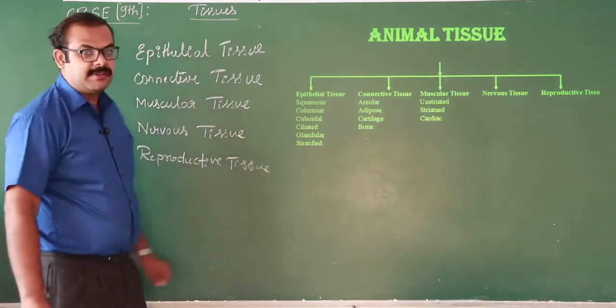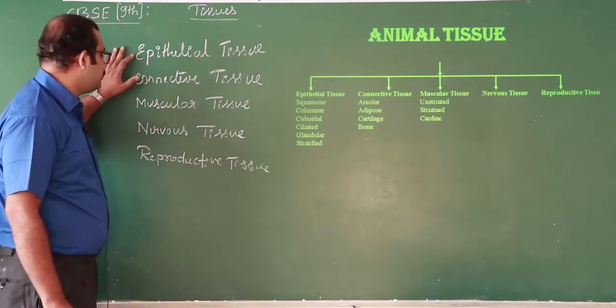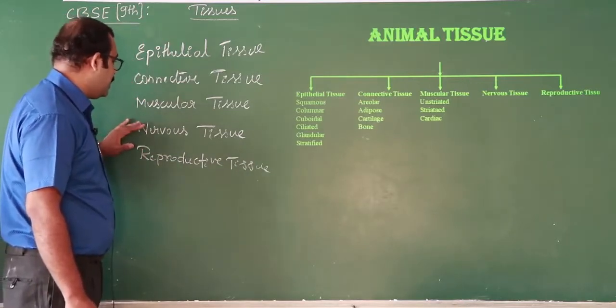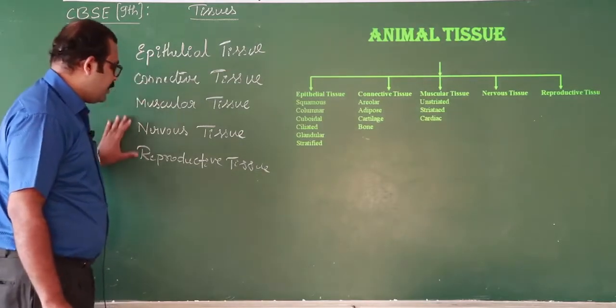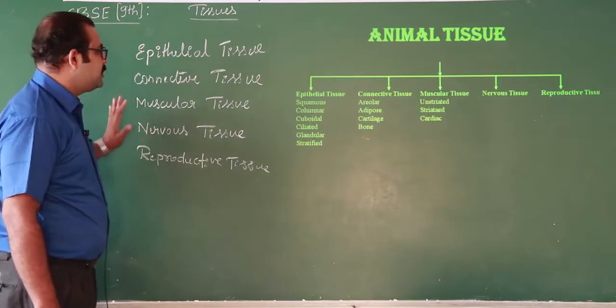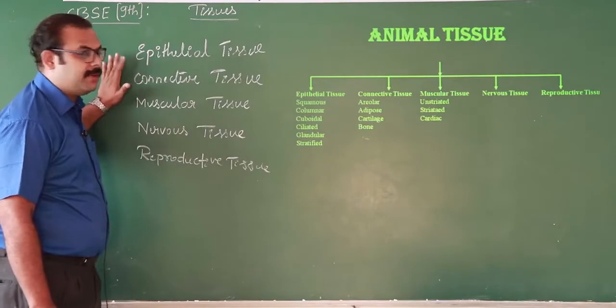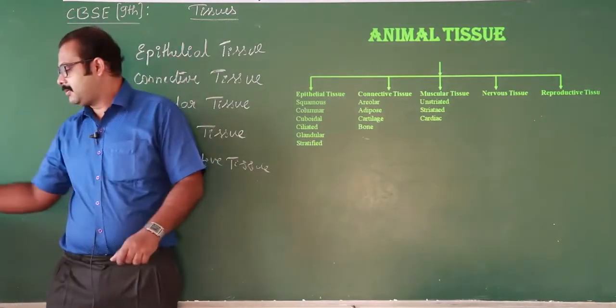So these are the different types of tissues, and here we are going to discuss only the first four: epithelial, connective, muscular, nervous. These are the four tissues we are going to discuss. Reproductive tissue you can study in higher classes. So this is about the main classification of animal tissues. Let's see the first one, epithelial tissue.